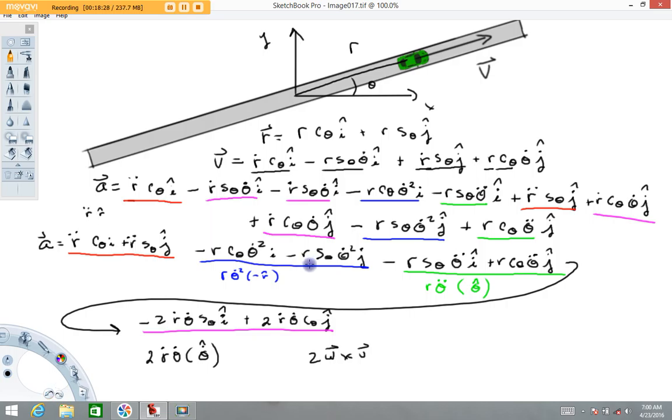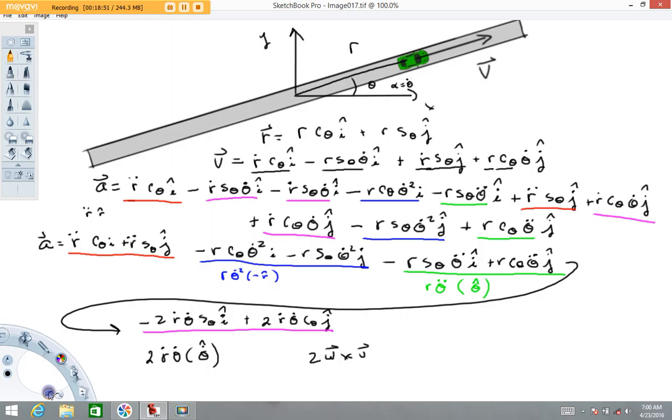What else do we got? Oh, if the rotation rate is increasing, meaning that if the angular velocity is increasing, we have an angular acceleration, or a theta double dot. That gives us a tangential acceleration this direction, picture shown, right? That's our term in green. R theta double dot, theta hat direction.